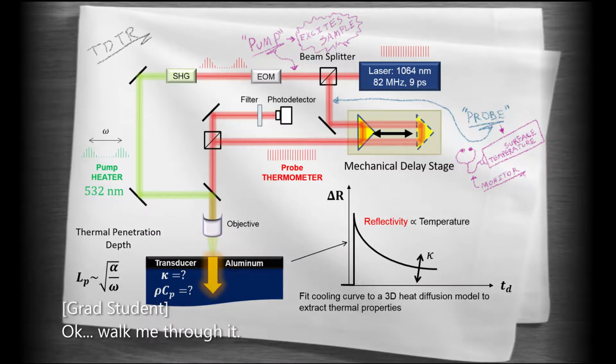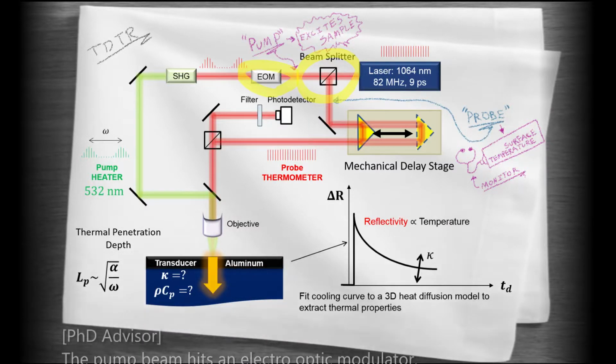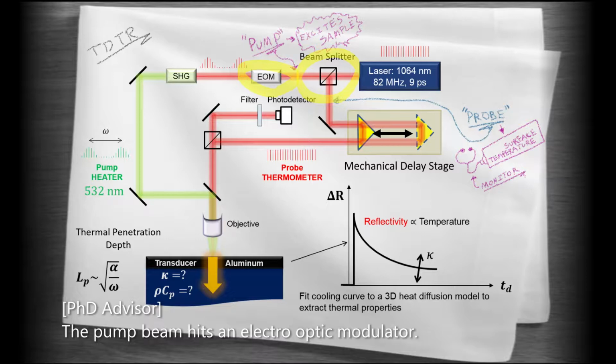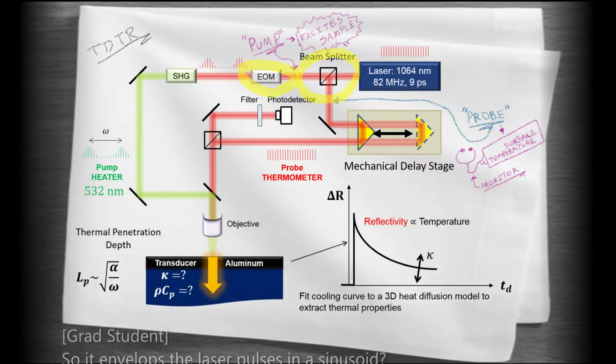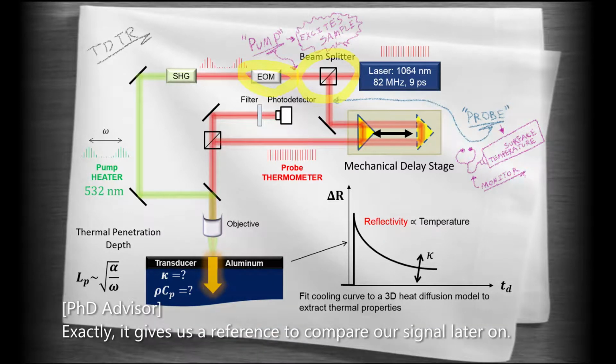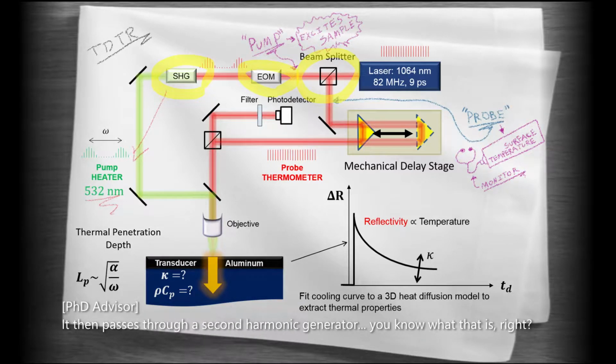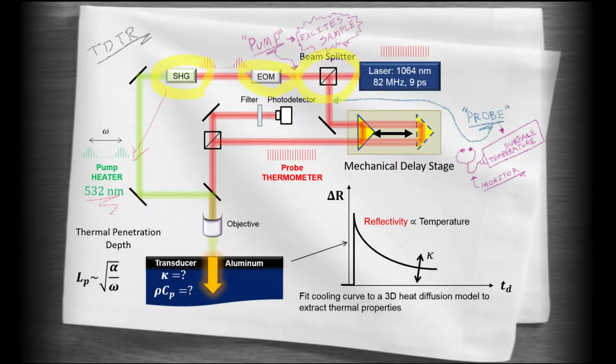Okay, walk me through it. So you have a beam splitter that separates the pump and the probe beams. The pump beam hits an electro-optic modulator. So it envelops the laser pulses in a sinusoid? Exactly. It gives us a reference to compare our signal later on. It then passes through a second harmonic generator. You know what that is, right?